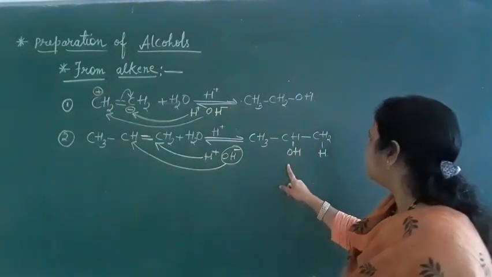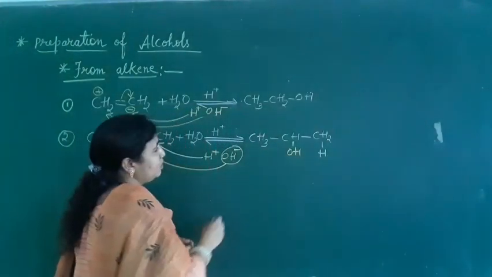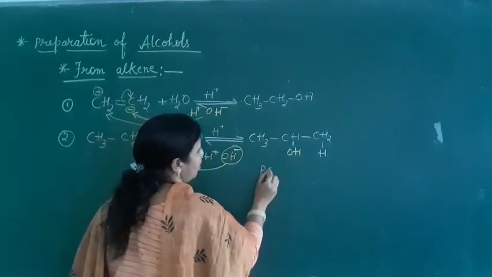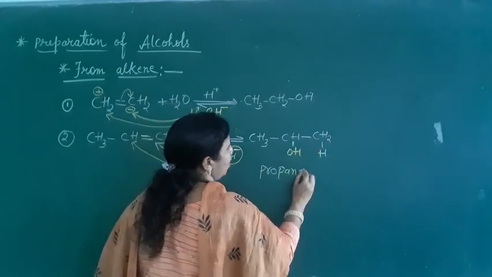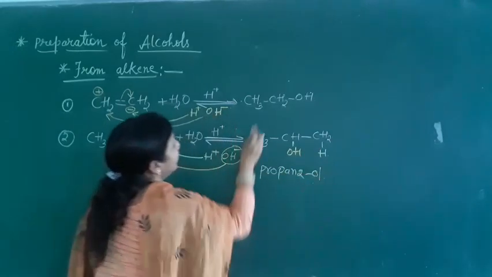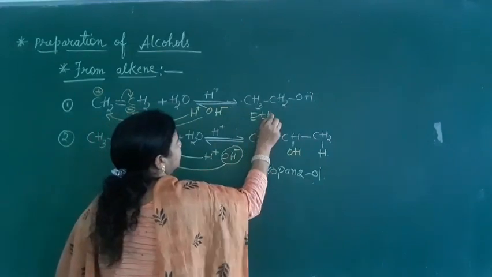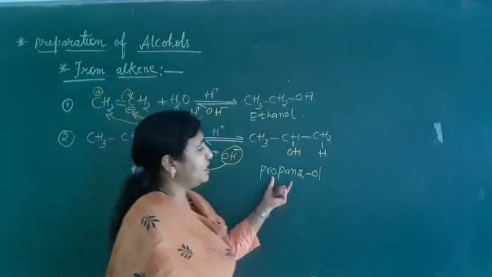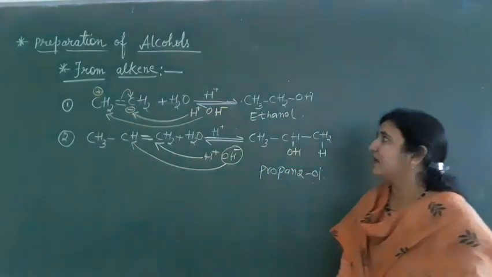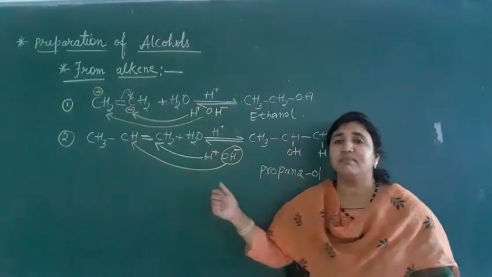What is the name of this one? It is 2-propanol, or propan-2-ol. Okay, and what is this name? It is ethanol. So this is ethanol and this is propan-2-ol that we get here. But the mechanism is different.